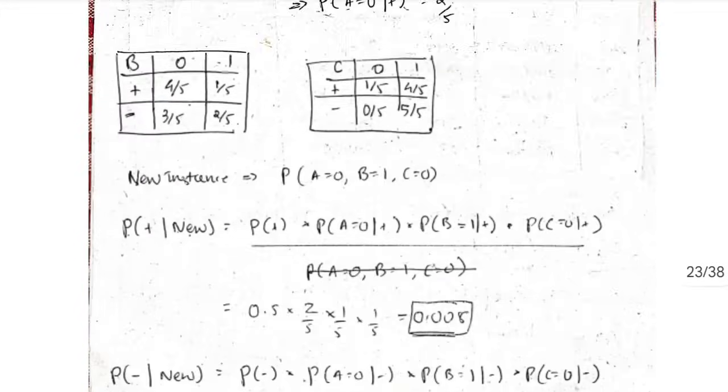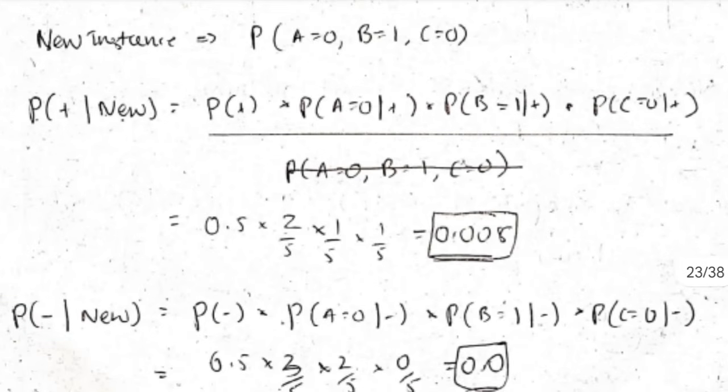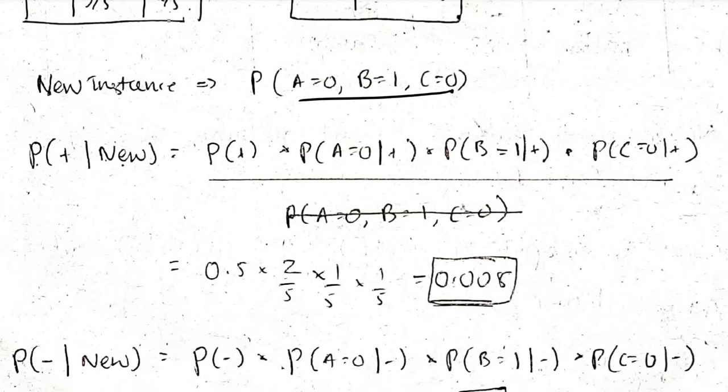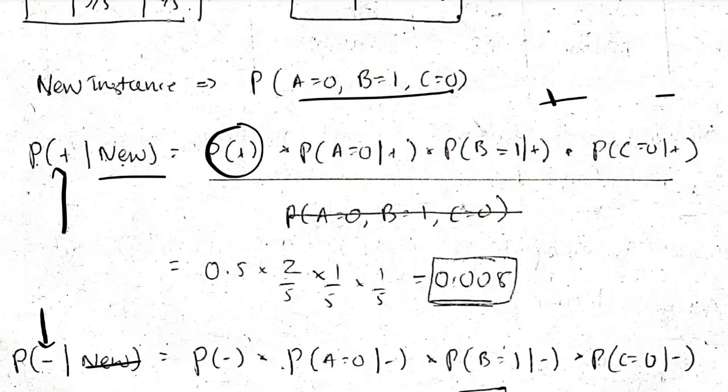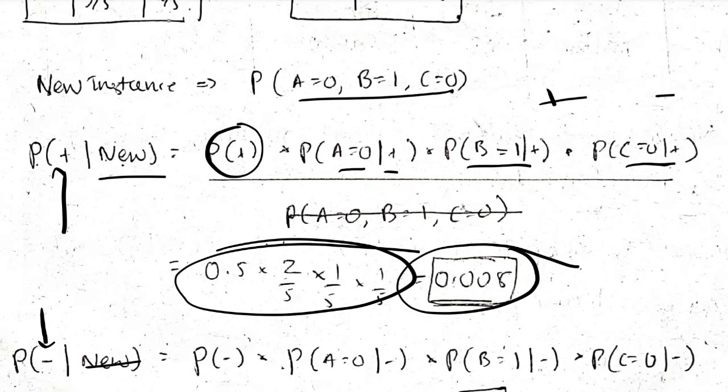Okay. And for finding this out, for 0, 1 and 0, we'll find it for 2 cases. First for class plus and second for class minus. Probability of plus given new instance, probability of minus given new instance. That is nothing but probability of plus, times A is equal to 0 given plus, times B is equal to 1 given plus, times C is equal to 0 given plus. Substitute values, find out the answer, keep it here.